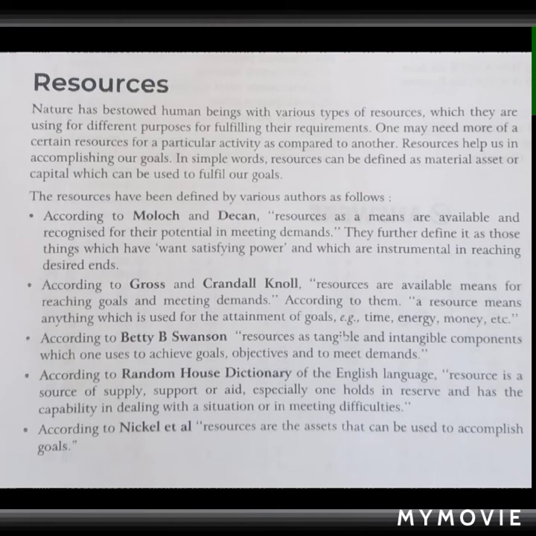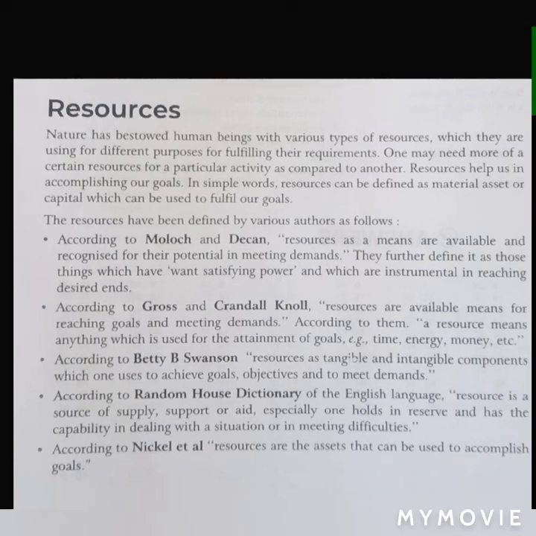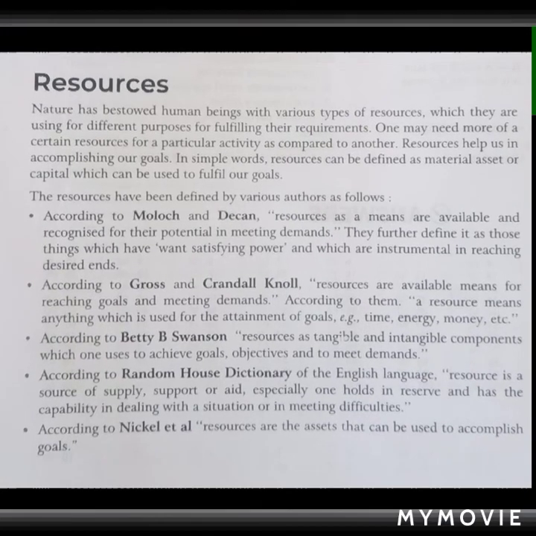According to Knowledge in Deccan, resources are available and recognized for their potential in meeting demands. It means that resources are available, and they are the means with which we can satisfy our demands. They further define them as those things which have want-satisfying power. So resources are also known as want-satisfying things or powers with which we can satisfy our desires and goals.